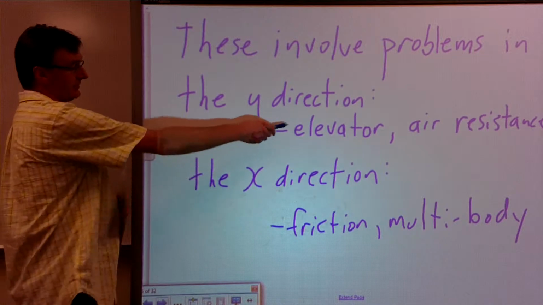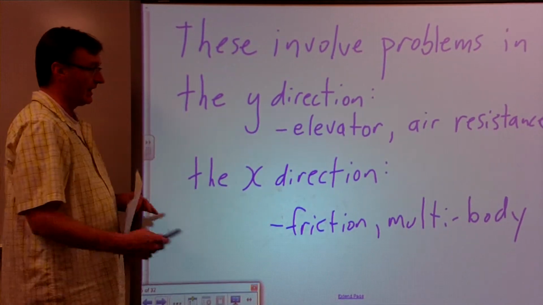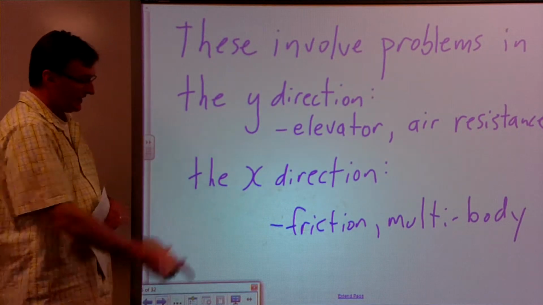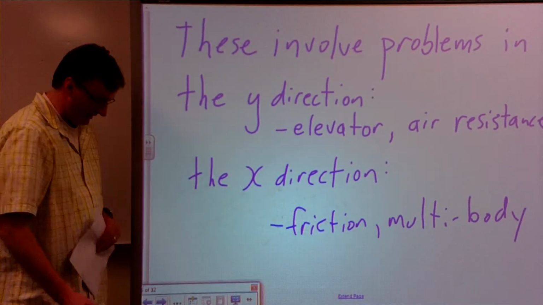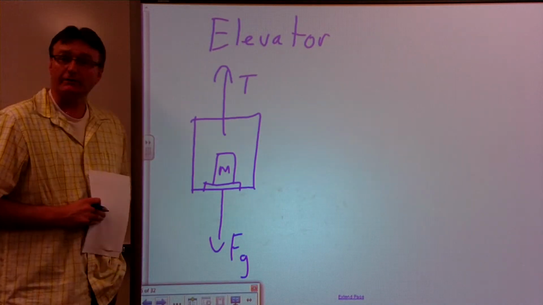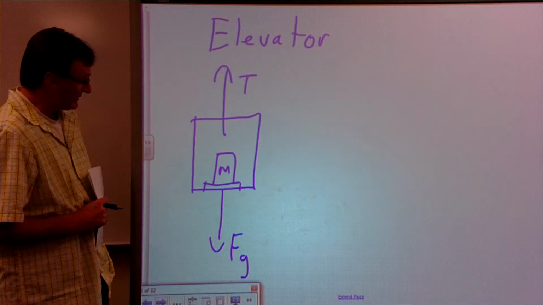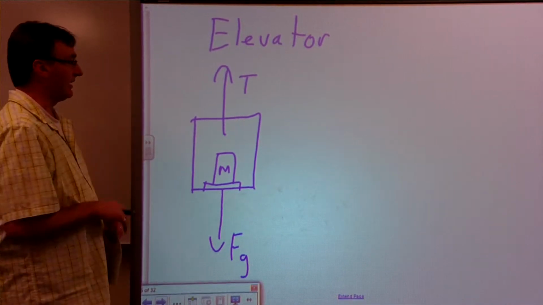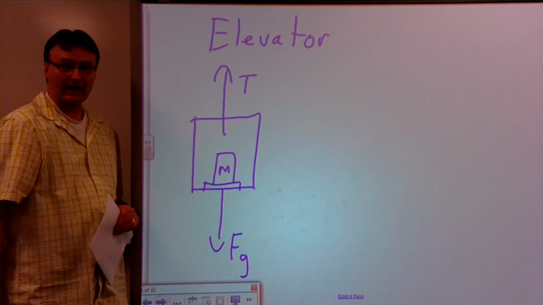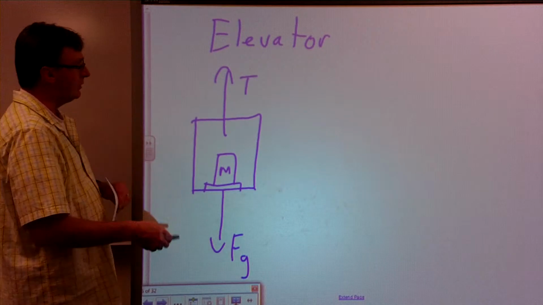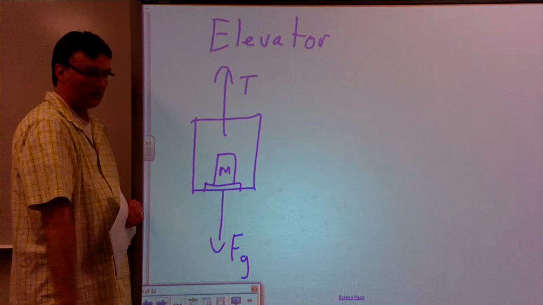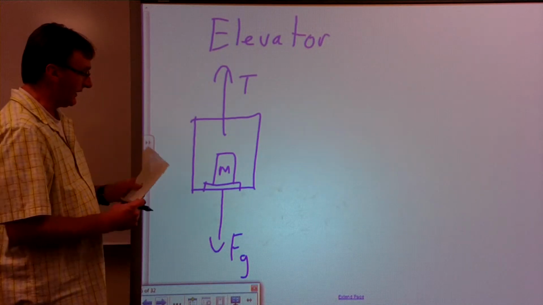For today, we're just going to focus on the y direction, with the elevator kinds of problems and problems involving air resistance. Friction and multi-body problems will be in another lesson. All right, so an elevator, and most of you have ridden an elevator, I'm sure. The basic forces acting on an elevator are essentially just two: tension in a cable that is moving and holding the elevator in place, and the force of gravity that acts down on the elevator.